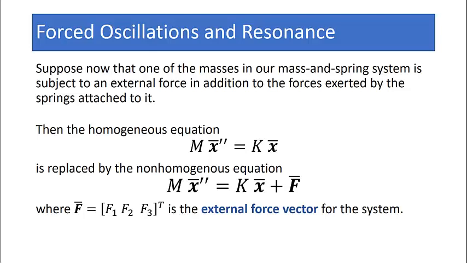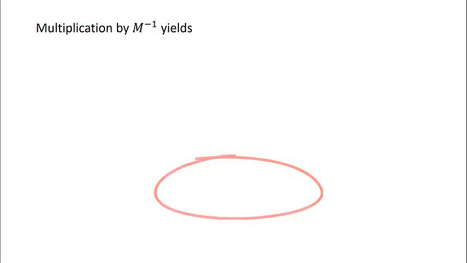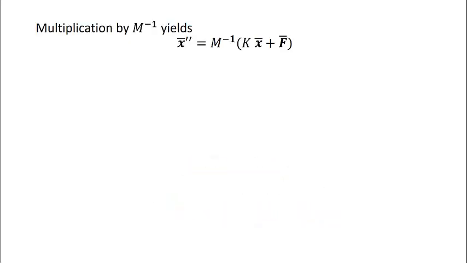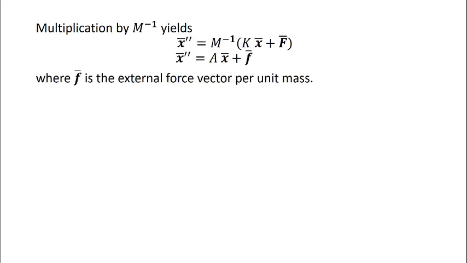Now recall that matrix M is a diagonal matrix. Its determinant will be non-zero since none of our masses are 0. And since it's invertible, then we're going to multiply both sides of this equation by M inverse. So multiplication by M inverse yields that x'' = M⁻¹(Kx + F). Or to simplify notation, we can write it as x'' = Ax + f, where little f here is the external force vector per unit mass.